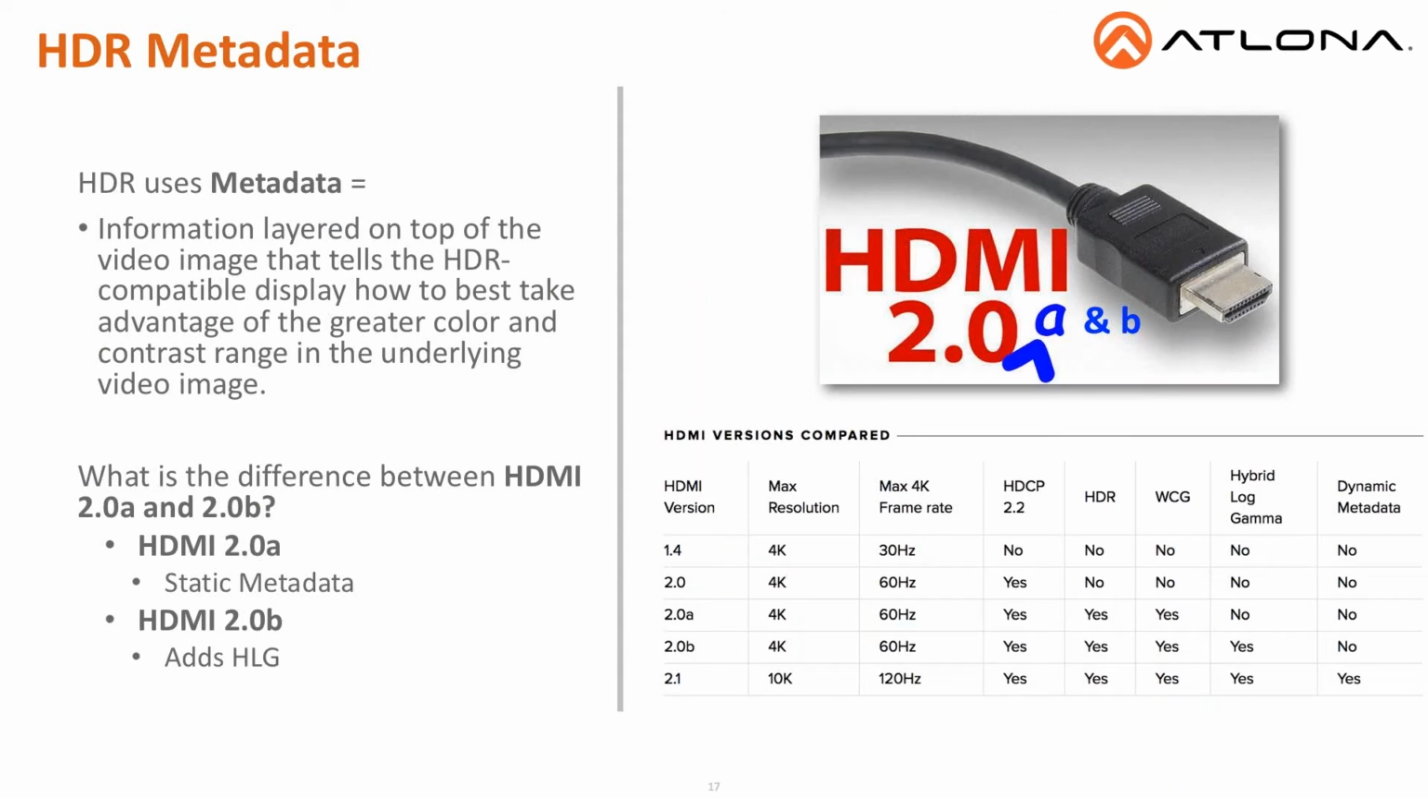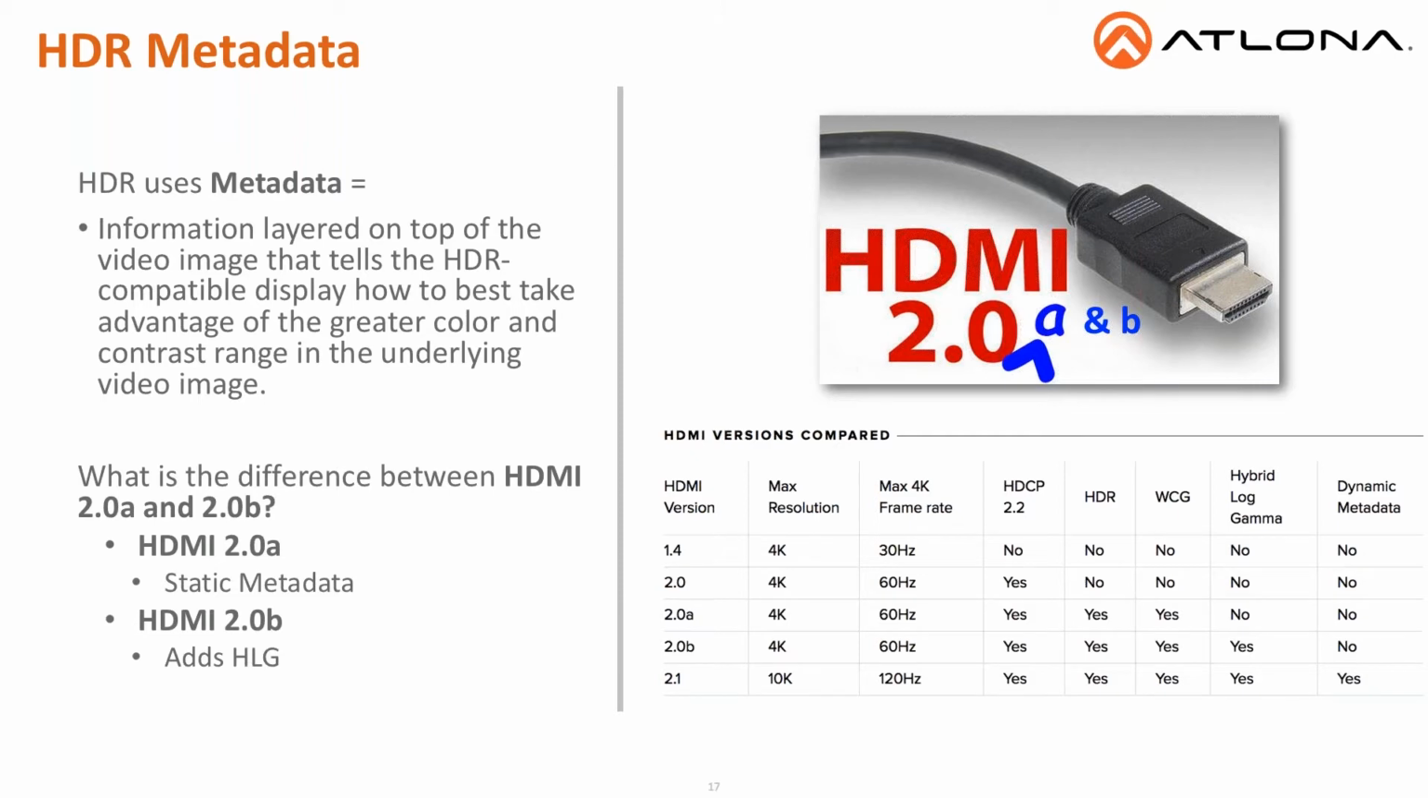So what is HDR metadata, and how is that information transmitted? HDR uses metadata, which is information that's layered on top of that video image. And it tells the HDR compatible display how to best take advantage of the greater color and contrast range in the underlying video image. Now, there's two different ways to use HDR metadata. There's static metadata and there's dynamic metadata, which is more HLG also, which we'll get into in just a second.